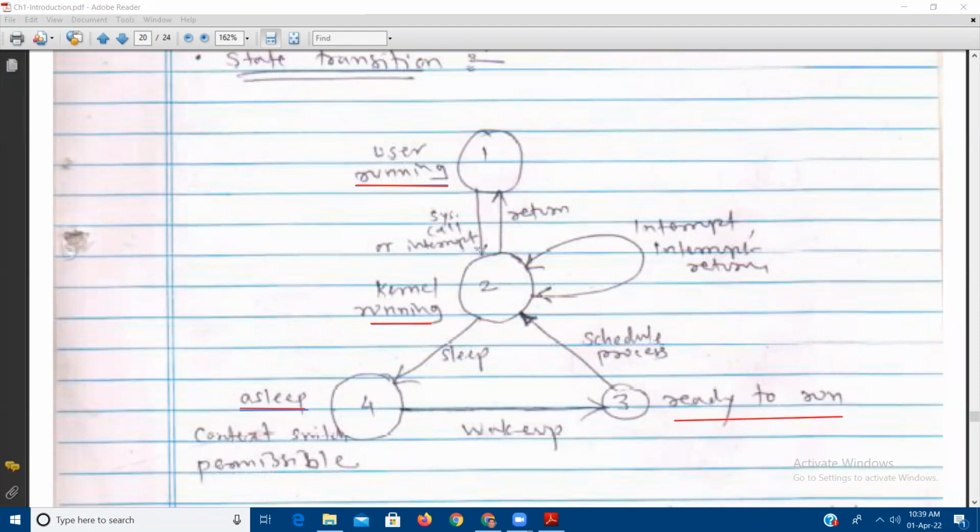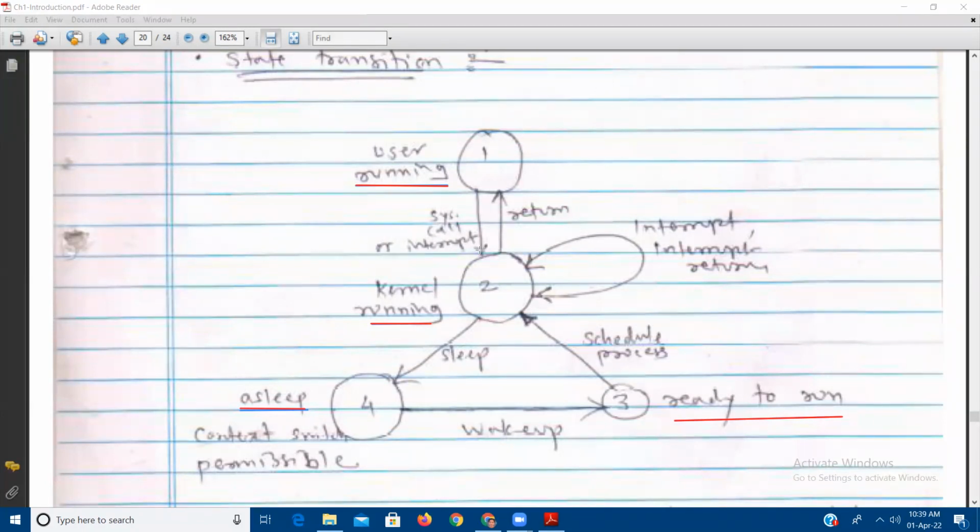Interrupts are standard and inbuilt. These are system generated interrupts. Both system calls and interrupts are treated as higher priority than the user process. That's why the state changes from user running to kernel running. Then, at kernel running, one arrow comes back to the same state; the name of that arrow is interrupt, interrupt return.